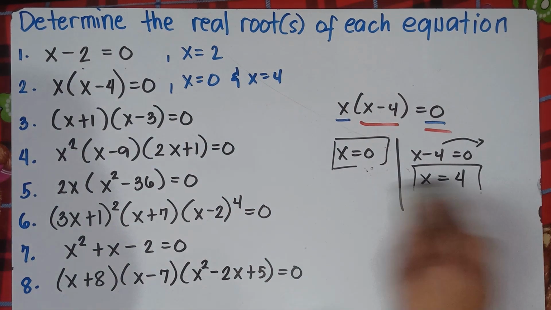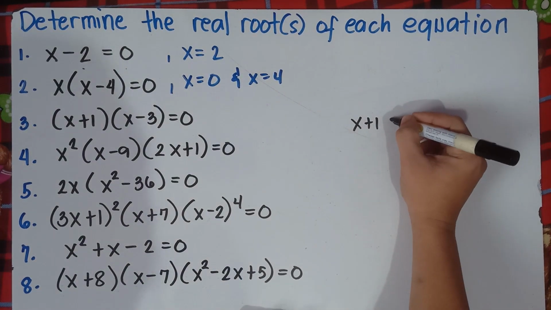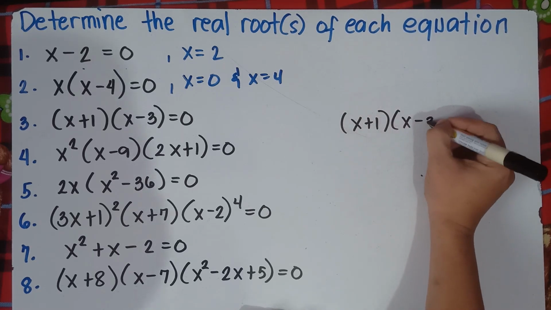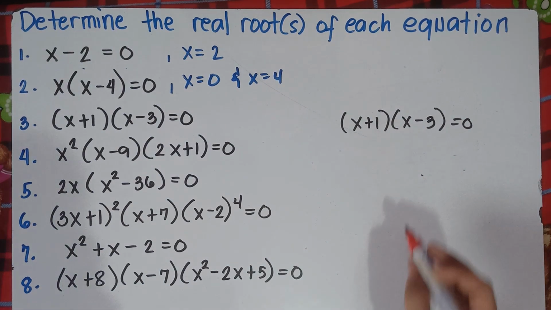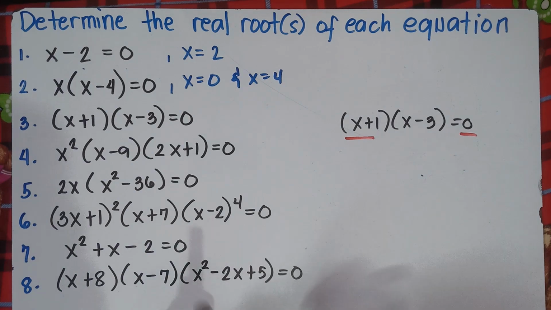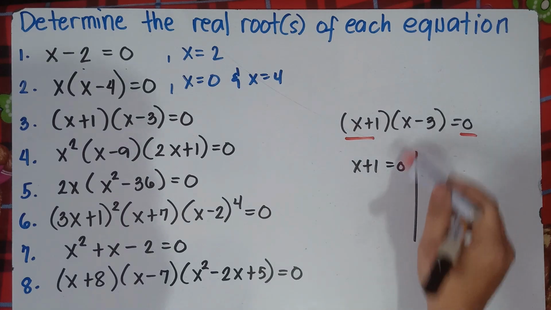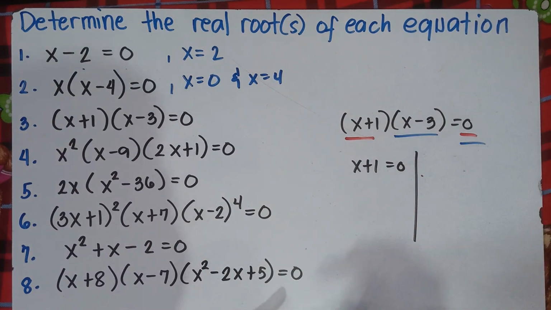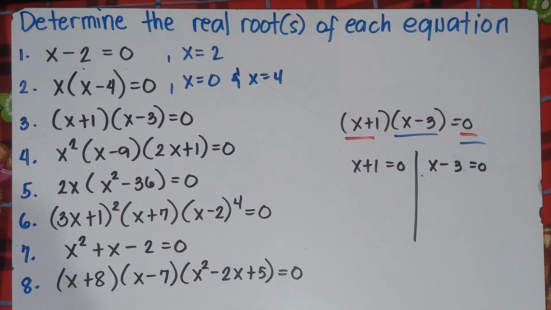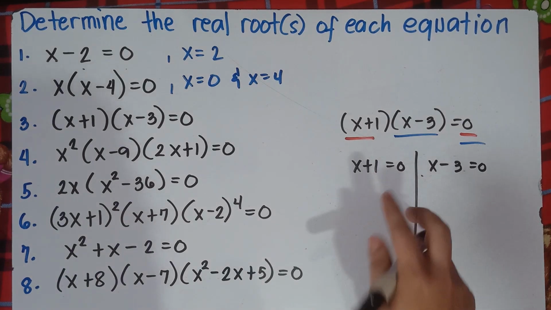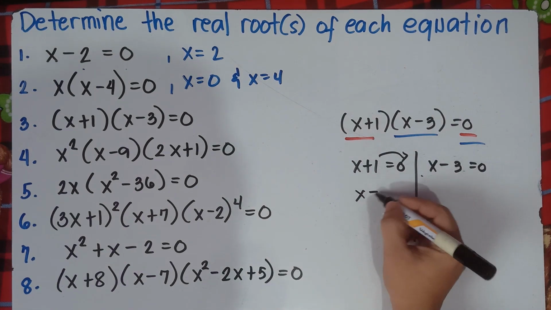Alright, let's try number 3. We have x plus 1 multiplied by x minus 3 equals 0. Once again, you equate each factor to 0. So x plus 1 equals 0, and x minus 3 equals 0. To get the value of x, transfer this 1 from left to right, and do not forget, class, to change the sign. It will be negative 1.